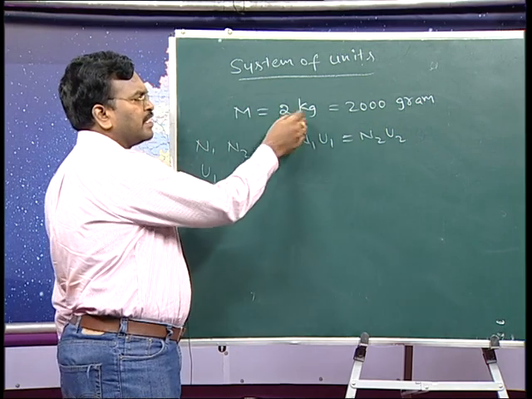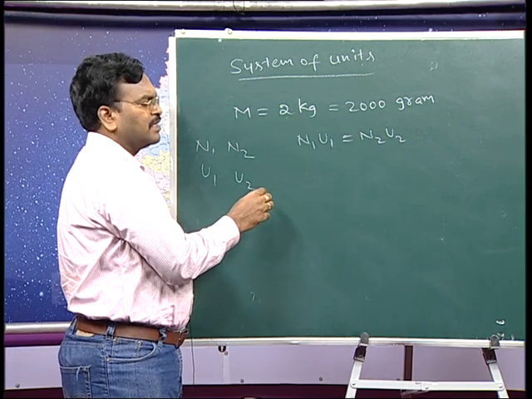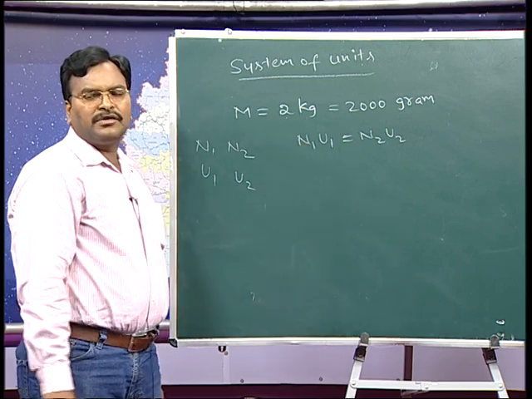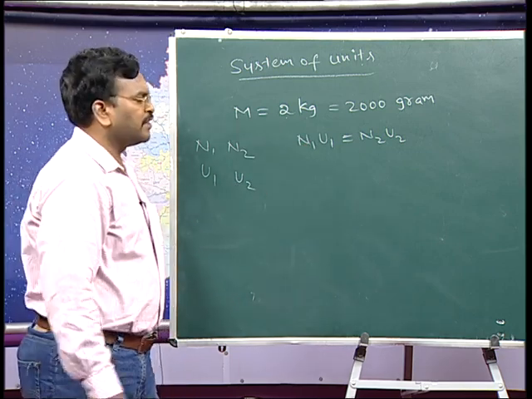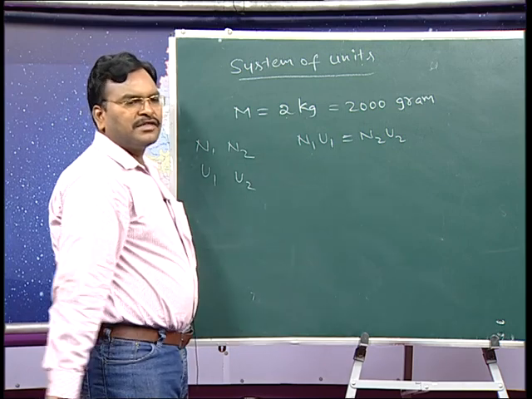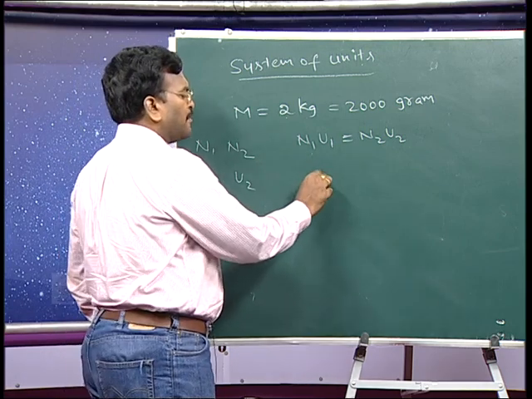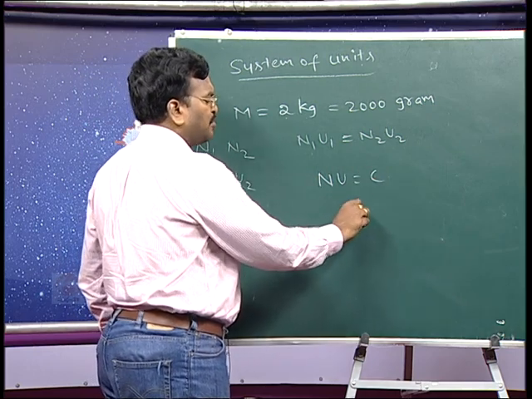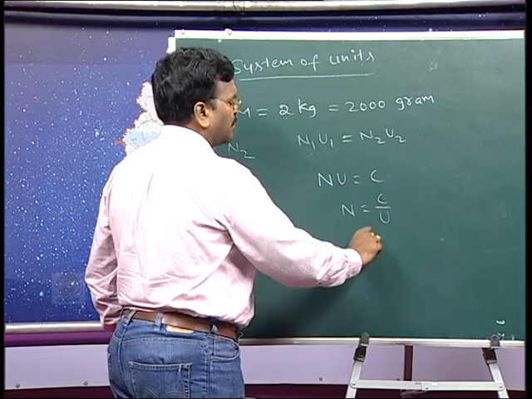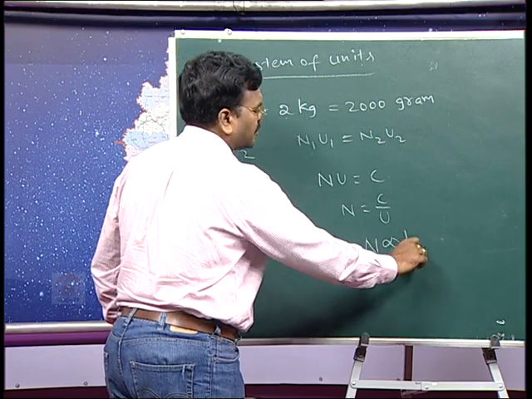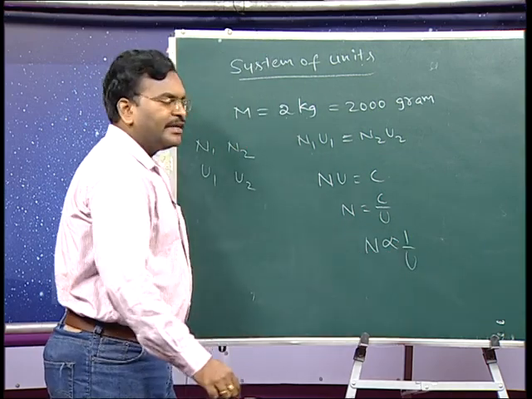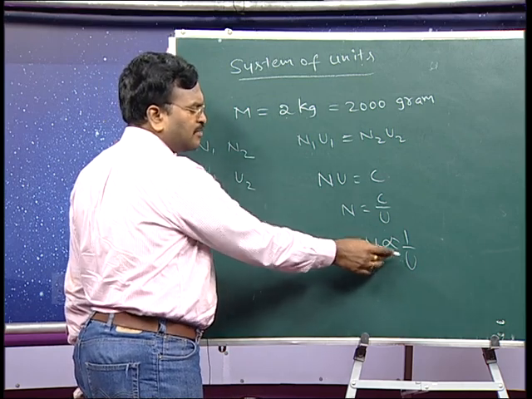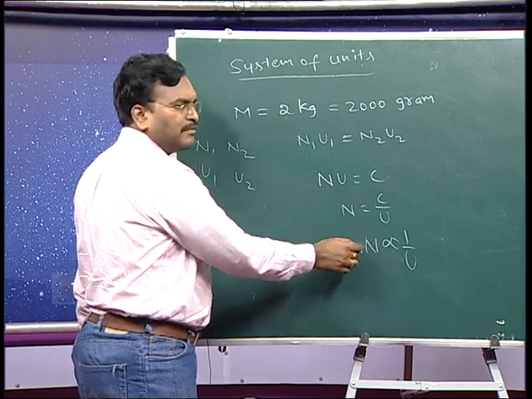Here, 2 kg is equal to what? 2000 grams. Is it clear? N1 and N2 are numerical values, U1 and U2 are corresponding units of a given physical quantity. Then N1 U1 is equal to N2 U2. So the measurement is always constant, nu is constant. Here the numerical value is equal to c by u. Numerical value is inversely proportional to unit. Unit is less, numerical value is more. Unit is more, numerical value is less.